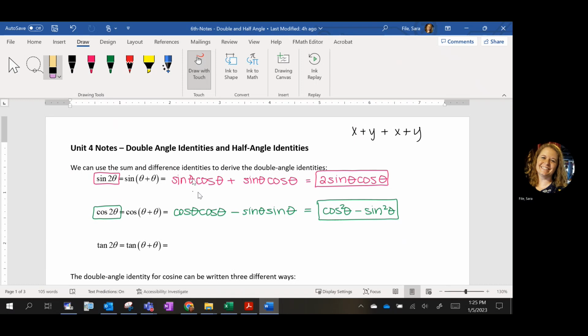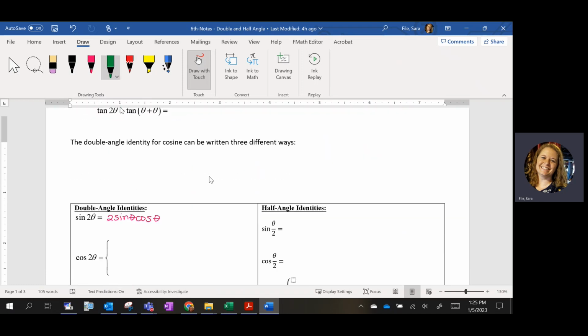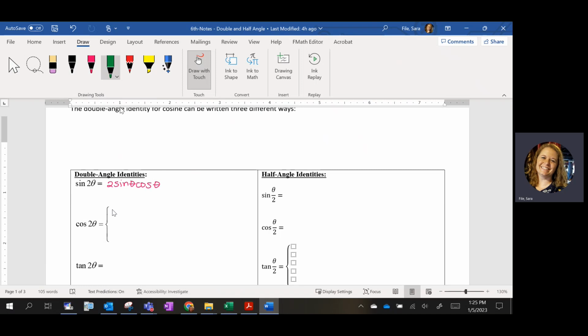Okay. All right, so now when I go back to that box to write this cosine double angle formula or identity in, I have a bracket. There's actually multiple ways that we can write the cosine double angle. That's just one of them. So I'm going to write that at the top. So it could be cosine squared theta minus sine squared theta.